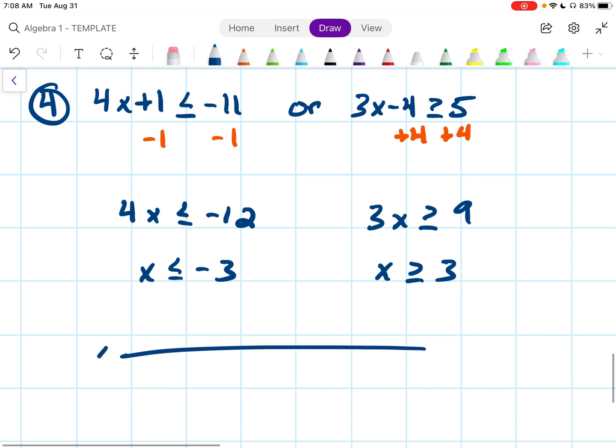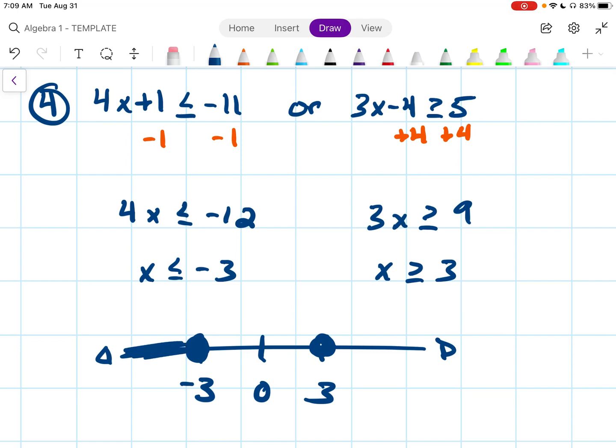On my number line here, I'll put -3, 0, and 3. They're both going to have a closed circle. It says x is less than or equal to -3, so that's shading on the left here. X is greater than or equal to 3, so shading on the right. And that's that.